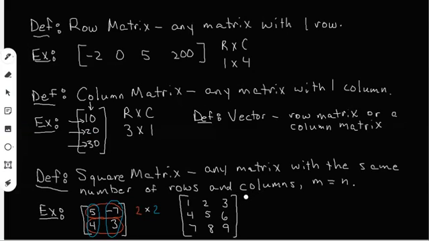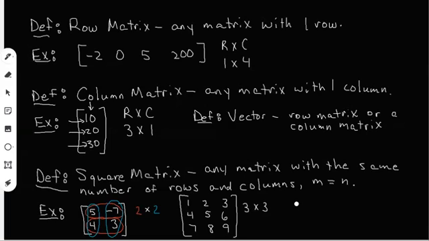How many rows does this have? Well, this one has 3 rows. How many columns does it have? It has 3 columns, right? So this is a 3 by 3. So the row number is the same exact thing as the column number. That's what makes a square matrix a square matrix, okay?